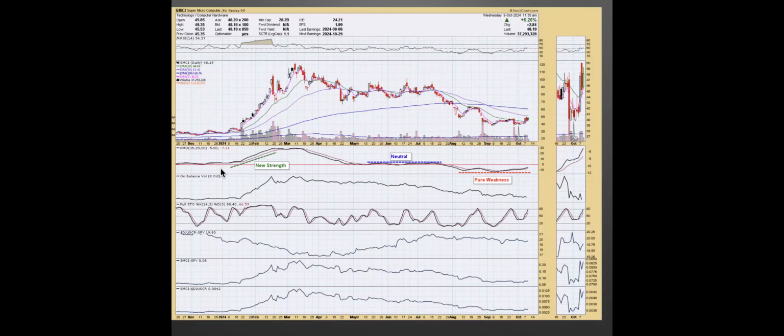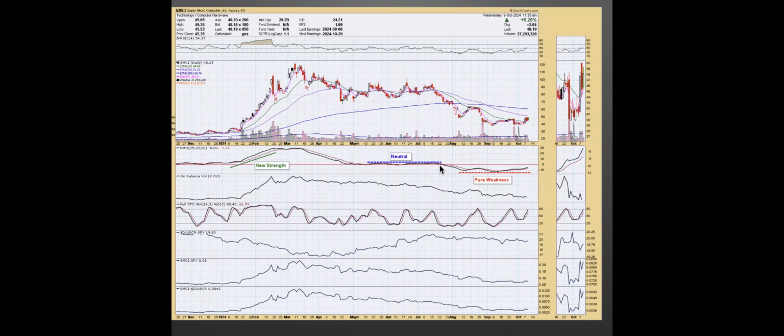Here is new strength coming in right now on this particular one. You can see that the PMO bottomed above its signal line. That's a sign of especially new strength coming in when you get bottoms above the signal line, and this occurred above the zero line. Now, this one's real interesting because the PMO did flatten out, but it's on the zero line, and that's a neutral signal.